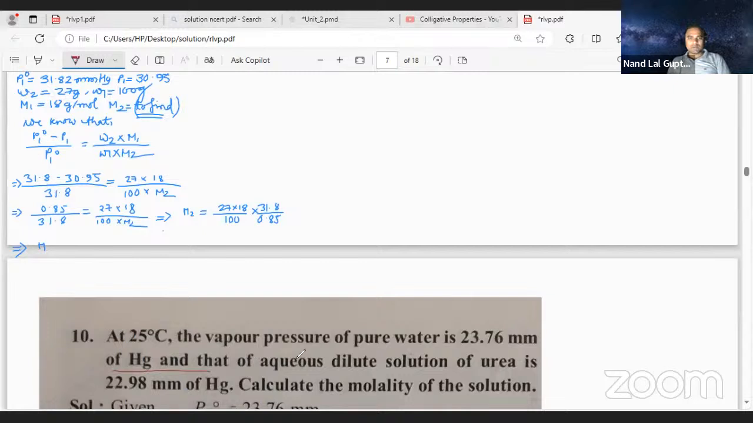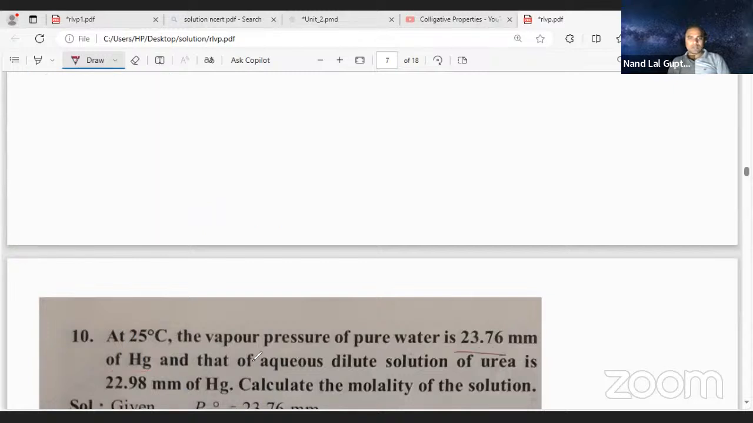Here they are saying the vapor pressure of pure water is this one, and the aqueous dilute solution of urea is 22.9 mmHg. Calculate the molality of the solution. This is a little bit tough. Calculate the molality of the solution in mole per kg. Density they did not give. How to calculate the molality? In terms of vapor pressure, they are asking to calculate the molality.